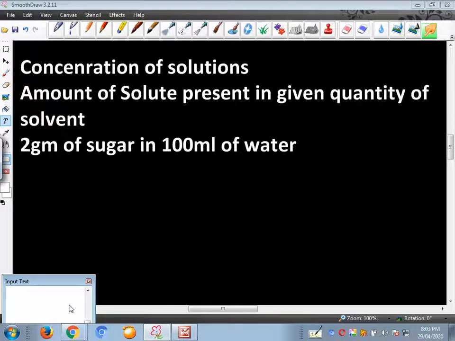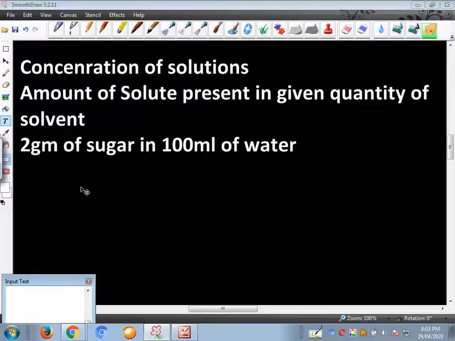Say for example, in your chemistry examination, out of 100 you have scored 70. So 70 is the marks you obtained and 100 is the total marks. Similarly, in 100 ml, what is the quantity of sugar present? 2 gram. So like this, if we know the quantity of solute present in the solvent, we say it is the concentration of solution. This example makes clear what we mean by concentration of solution.